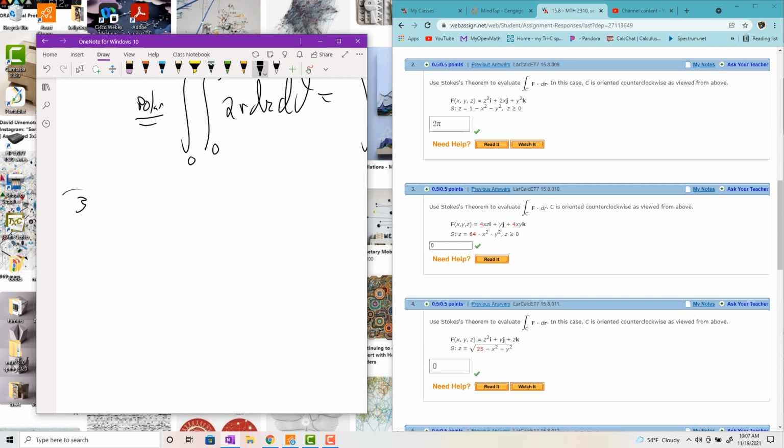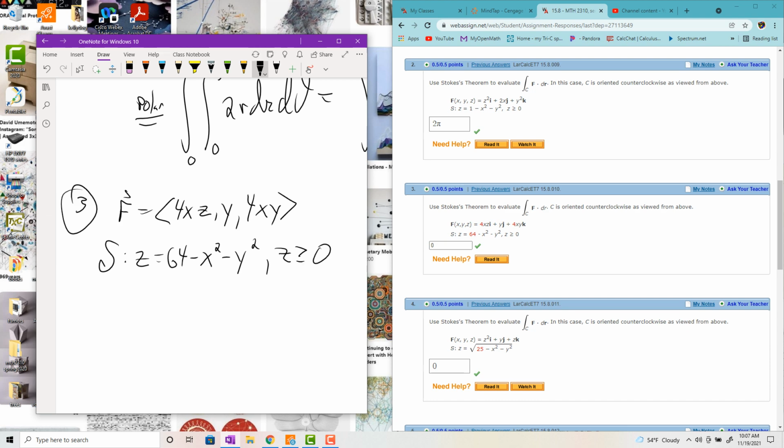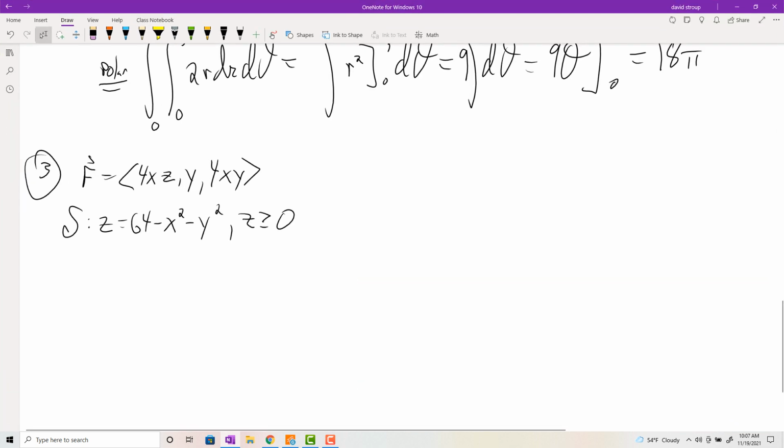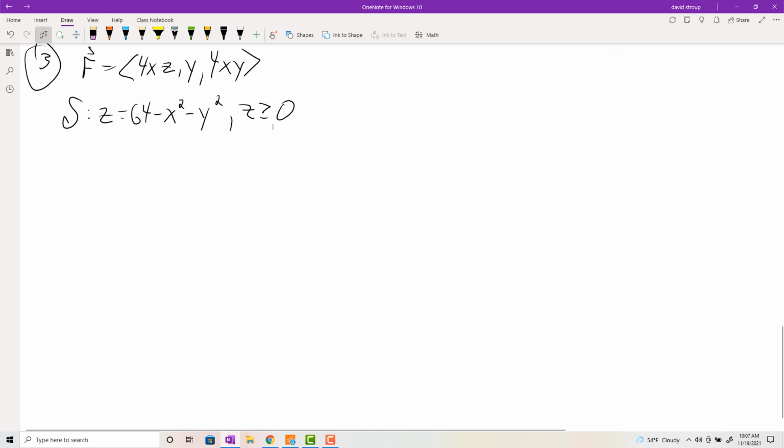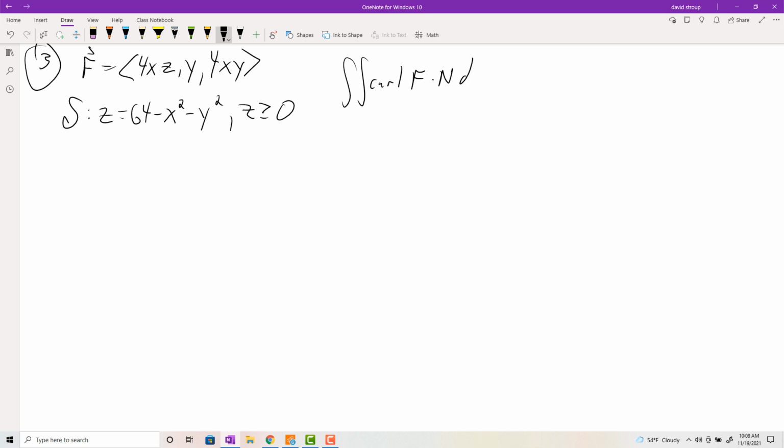Okay, so number 3, our force field is 4xz, y, 4xy. The surface is going to be basically the same sort of surface we were dealing with, an elliptic paraboloid, and then z is greater than or equal to 0. Seems like all of them are spheres or elliptic paraboloids. Okay, so I need to get the curl. That is usually the first kind of hurdle to deal with. And of course, I'm doing my double integral of the curl of F dotted with n dS.